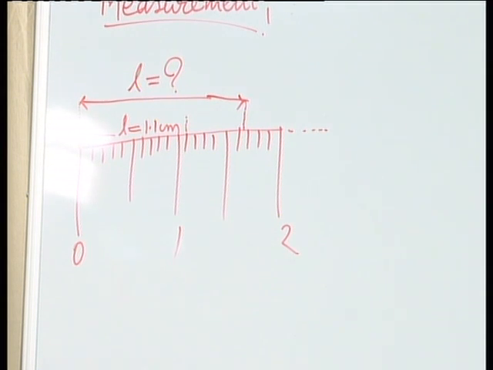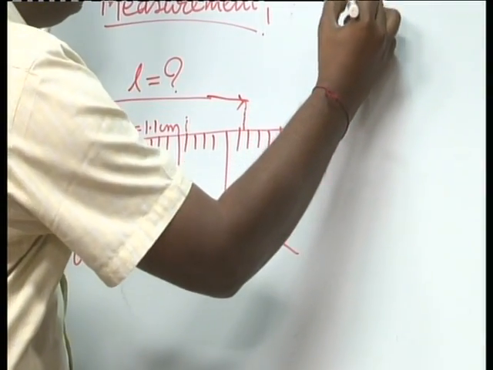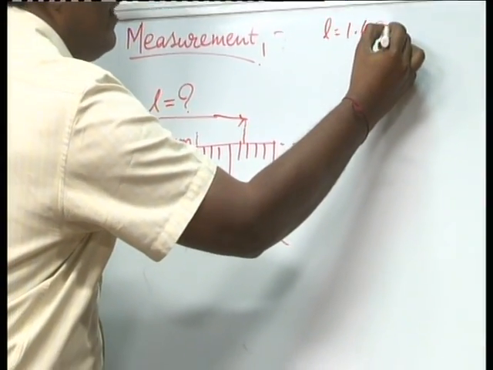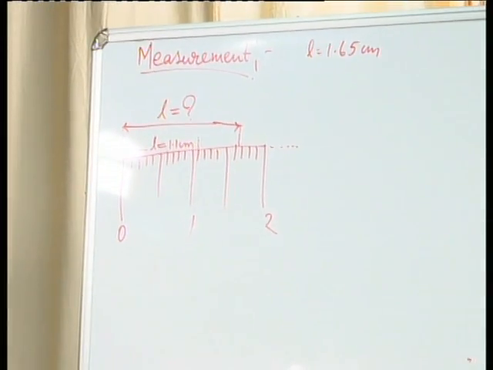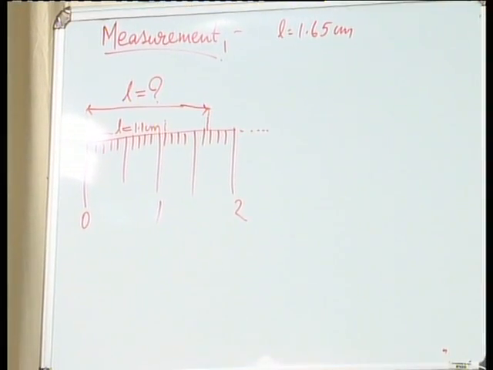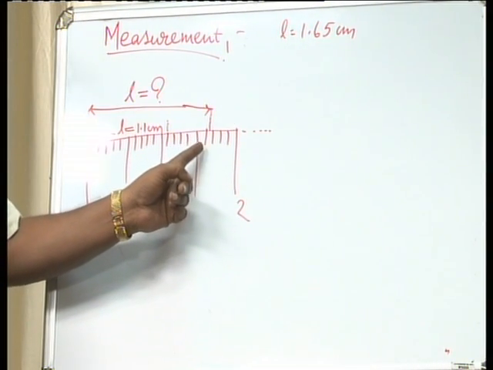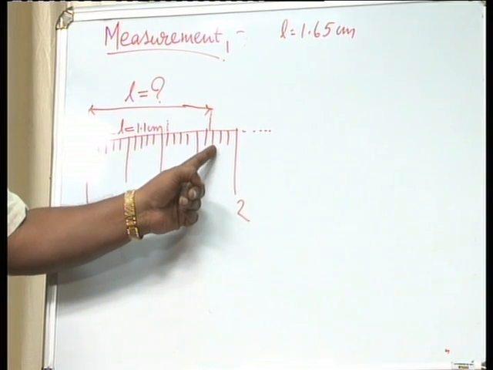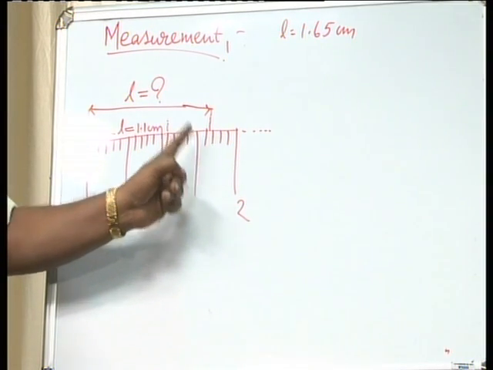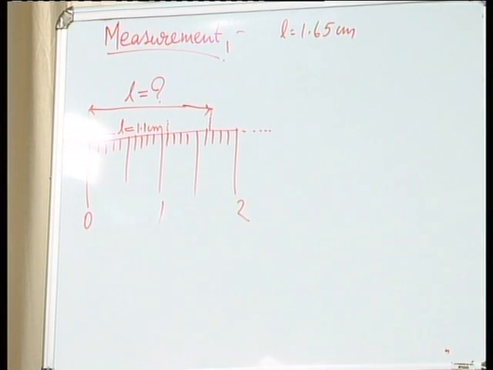Most of the students in my classroom or laboratory classes say, it is 1.65 centimeter, sir. Now I continue my question, how can you justify this answer? The student will say, it is greater than 1.6 centimeter, less than 1.7 centimeter. Therefore, the length of this object is 1.65 centimeter. More than 90% of the students say this answer when we face the problem practically while measuring the length of the given object.